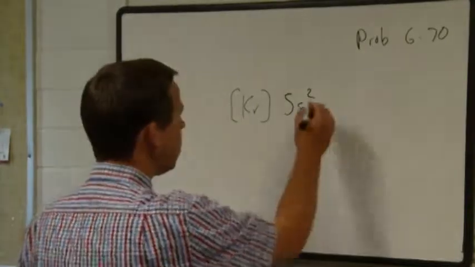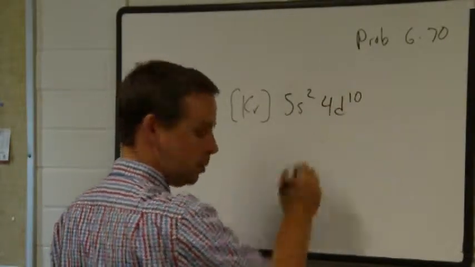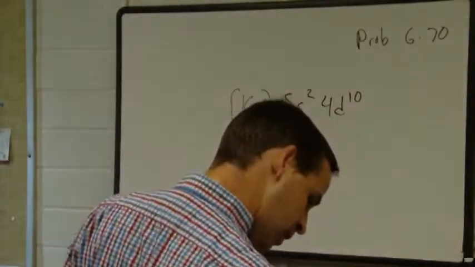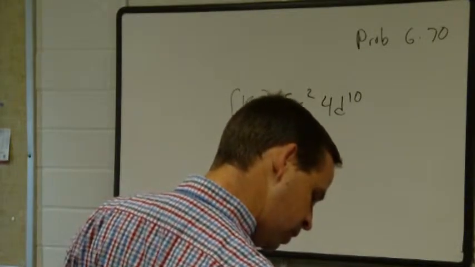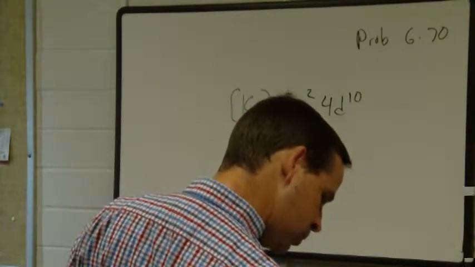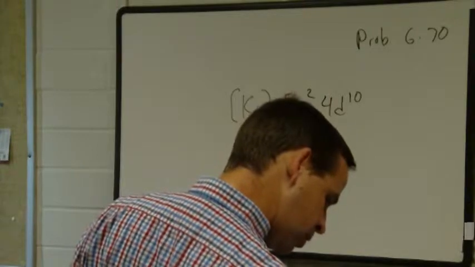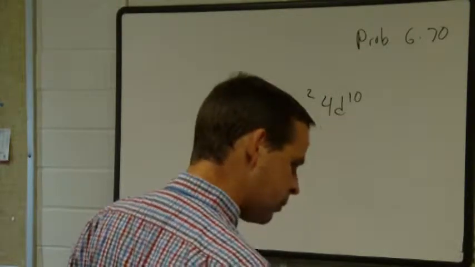That's the 4d10. And then all the way to the end of it, cadmium. Then we have indium, 1, 2, antimony 3, tellurium 4, and then iodine is 5.